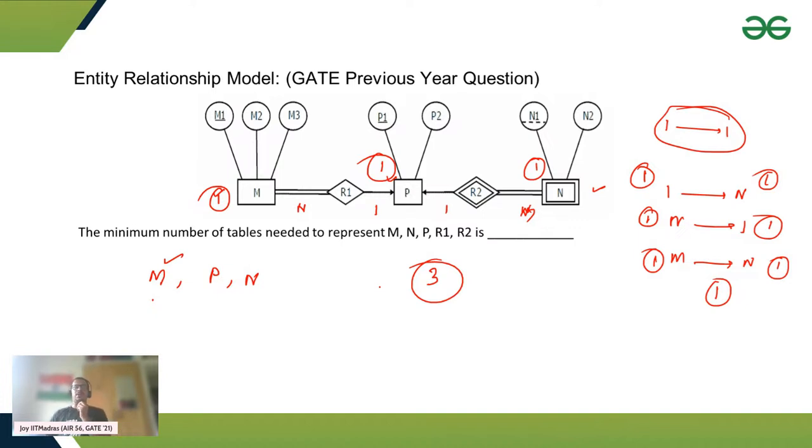We'll be discussing more about the relational model in the subsequent class. There we'll discuss multiple examples where we'll be converting the ER diagram to a relational table or relational model. But for the basic understanding level, I think it's clear how we are joining the different entities. So for this question, the correct answer will be 3, and we need the minimum number of tables as 3.